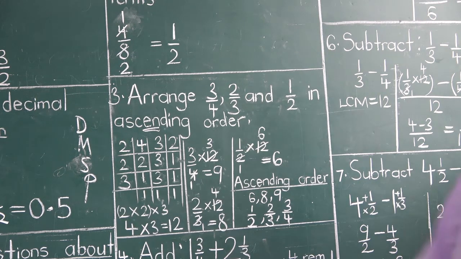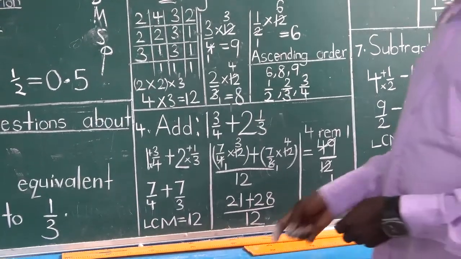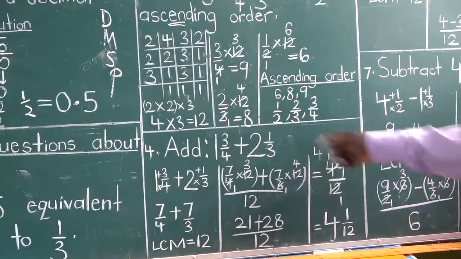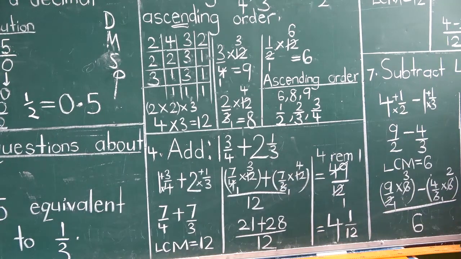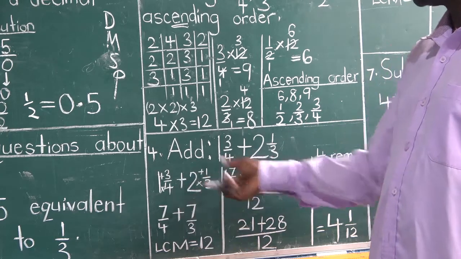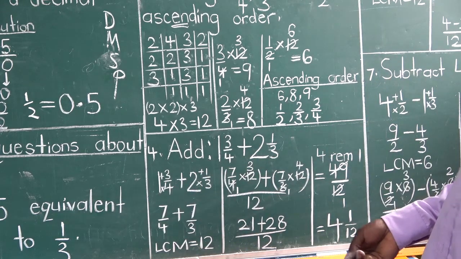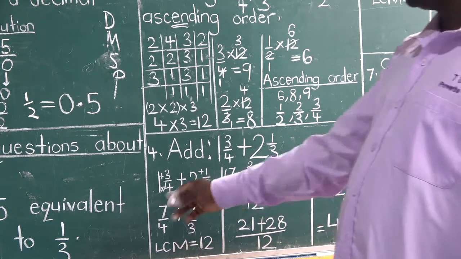Then we look at the next question. You are told to add 1 3/4 plus 2 1/3. So we rewrite it, that's 1 3/4 plus 2 1/3. And then now we convert to an improper fraction like we did.